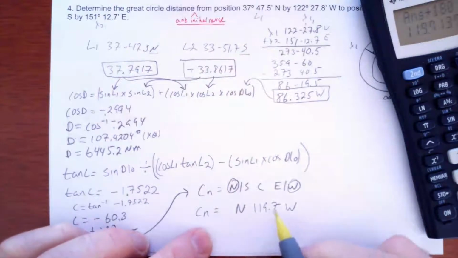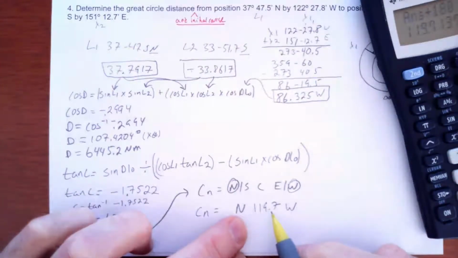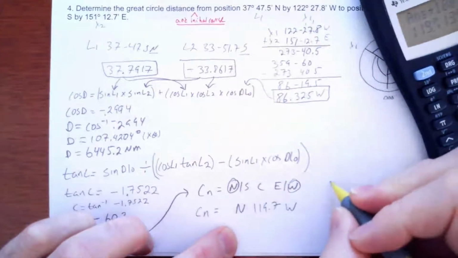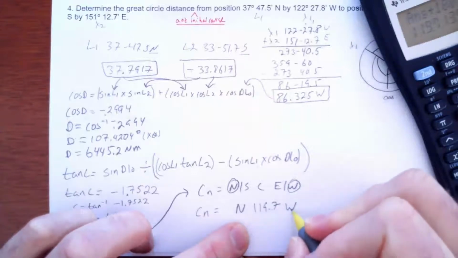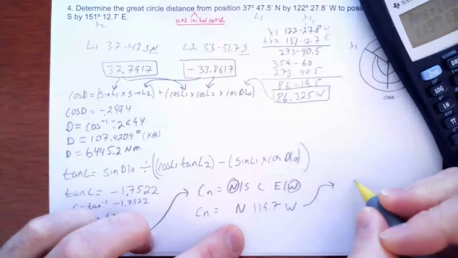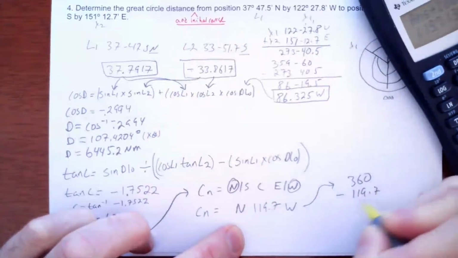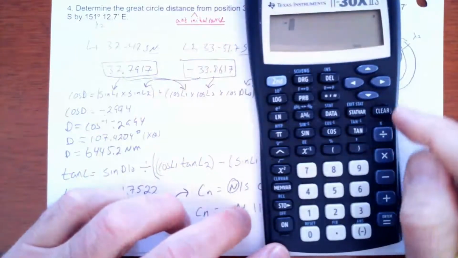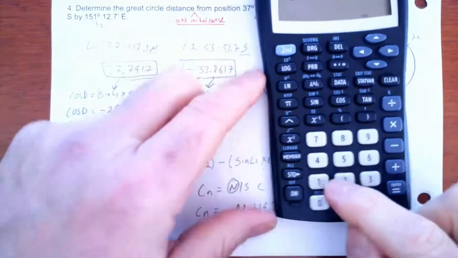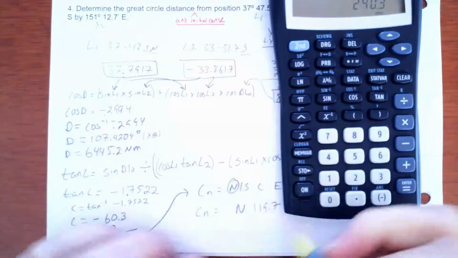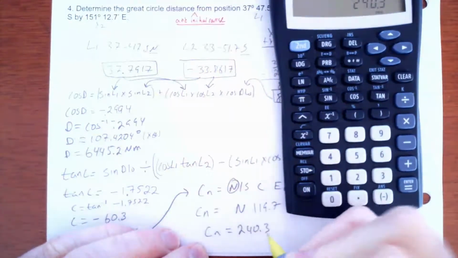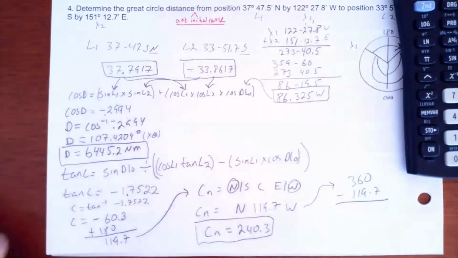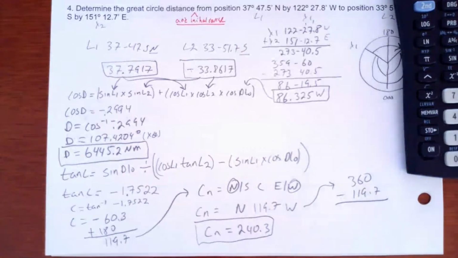So now I've got my C, which is north 119 west. To convert it to Cn, I'm going to have to do some math. That's going to turn into 360, and the west is telling me to subtract. So this is going to go like this: 360 minus 119.7, and that is Cn equals 240.3. And that is the entire problem done. So there is my Cn, and there is my D. Now, there are other ways of doing that, but that's how I did it for this problem.